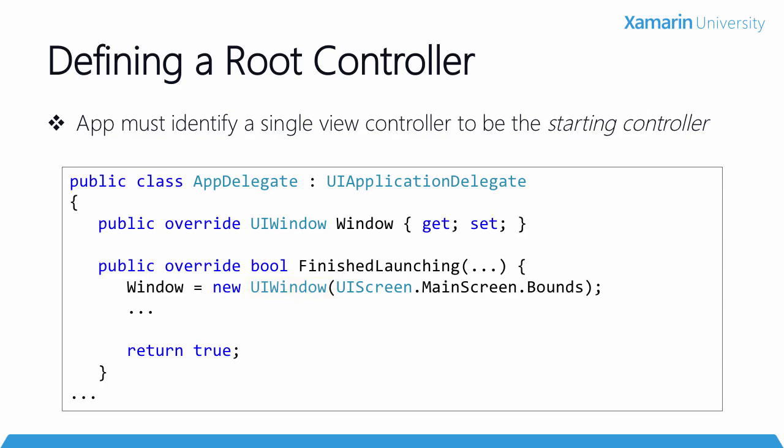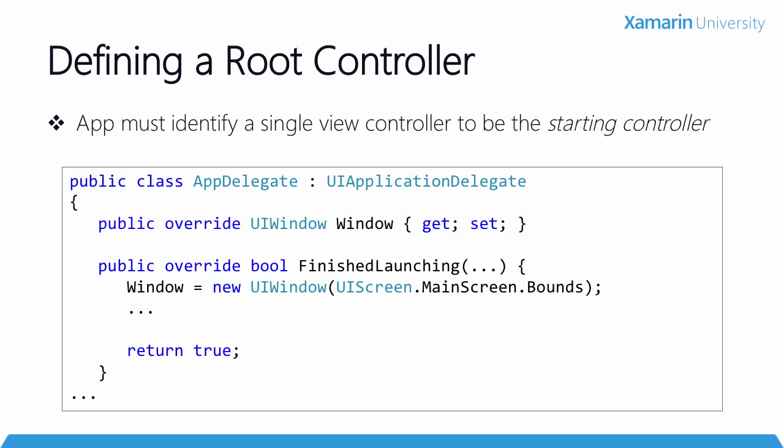And UIWindow derives ultimately from UIView. And the very first thing that our finished launching method is going to do is create one of these UIWindow objects and assign it to a built-in property named window. This window property is actually part of the app delegate class, and it's required that we assign a window as part of the initialization sequence of the application.